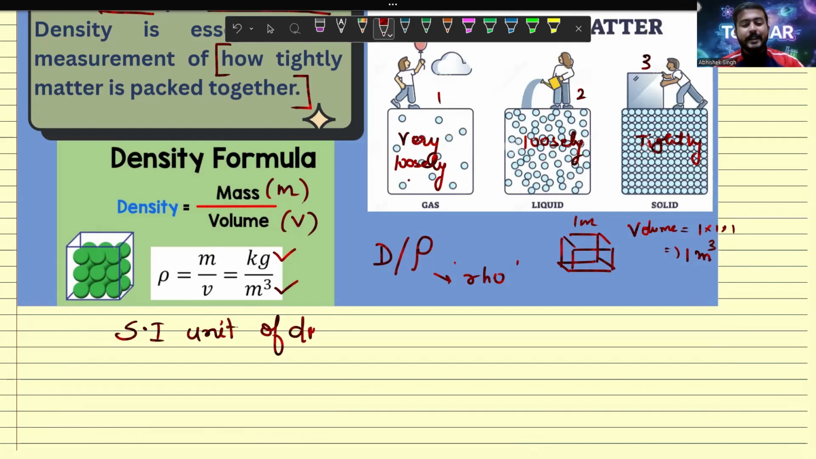So the SI unit of density is kg per meter cube. And there's one more unit that is important, that is gram per centimeter cube. If it is given in this unit, we can easily convert it into kg per meter cube, or vice versa, that is very easy to do. Now, if anyone asks you what is the SI unit, just go with kg per meter cube.